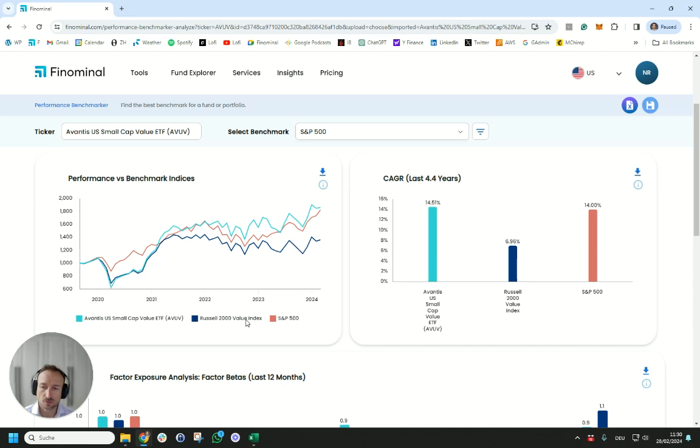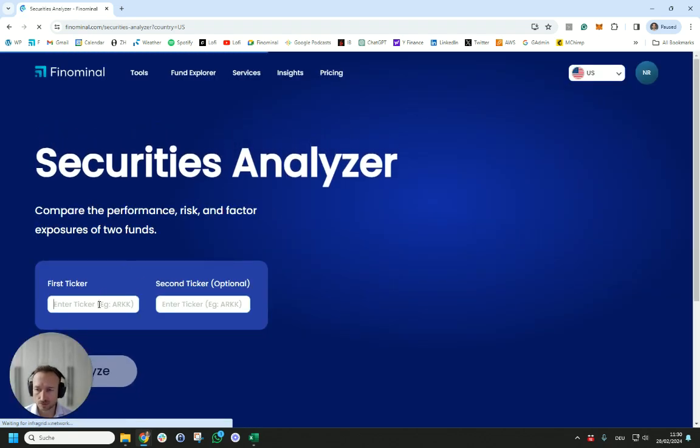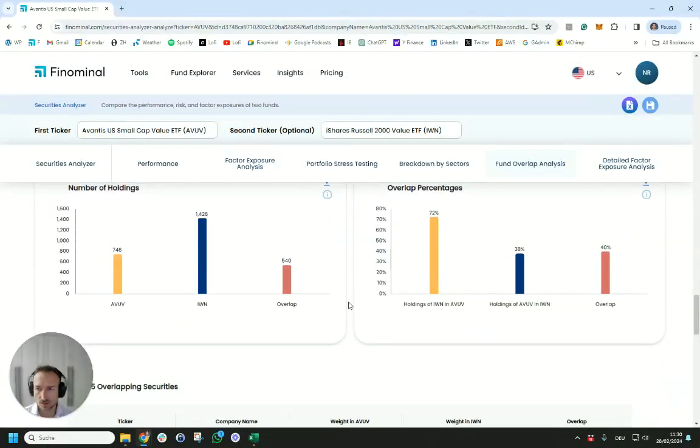Now, let's see what the overlap in portfolios is between the ETF and its benchmark. For that, we can use our Securities Analyzer. In this case, we're going to use IWN as a proxy for the Russell 2000 Value Index. We can use our fund overlap analysis to see the number of holdings in AVUV, which is 746, so it's quite diversified as a portfolio. Having said that, IWN has a much larger portfolio, about 1,426 stocks. And then you can see there's an overlap of about 540 stocks, which equates to an overlap percentage between both portfolios of around 40%. Now, out of memory, that is an active share for AVUV of approximately 70%, which is neither very high nor very low, but we can check that out later on.